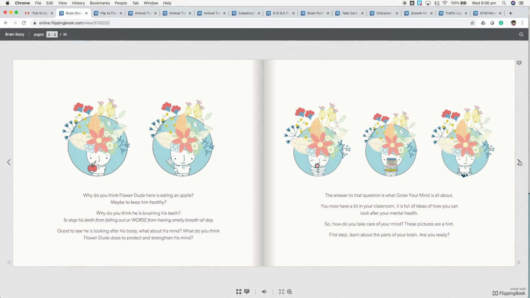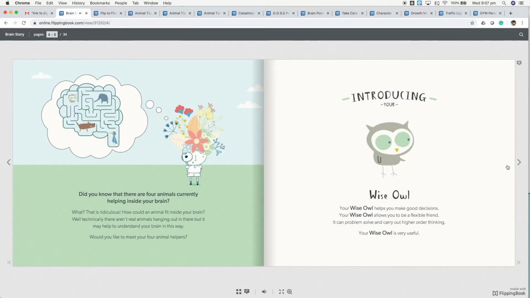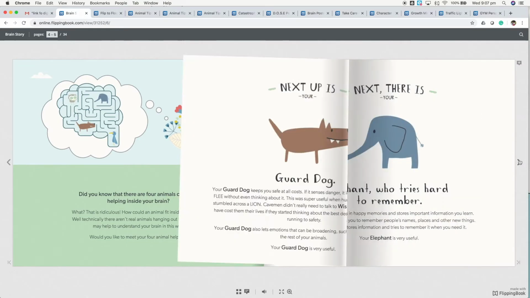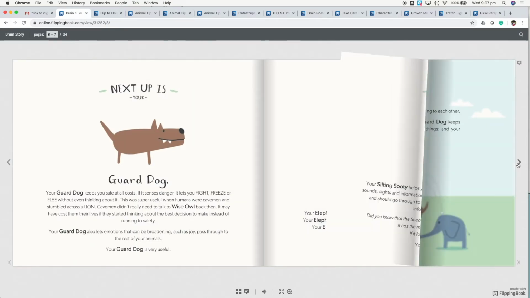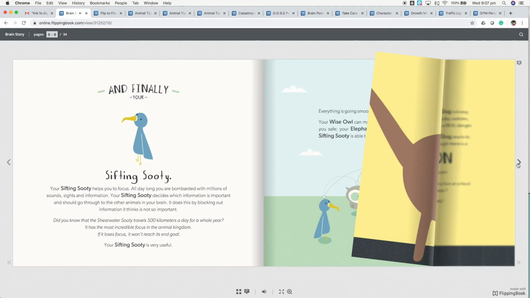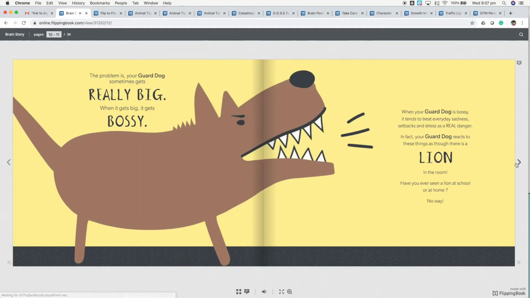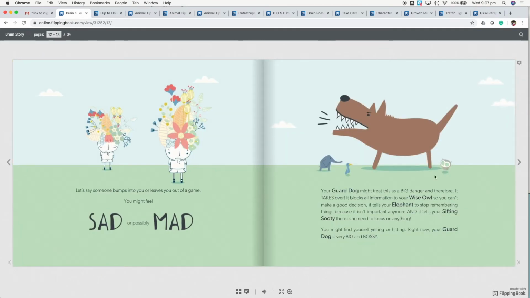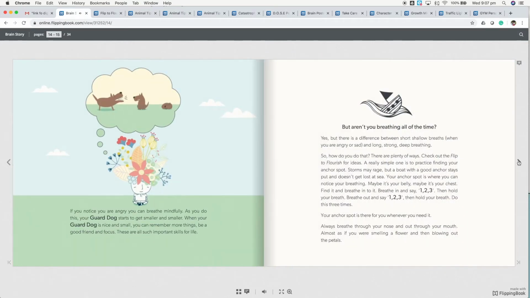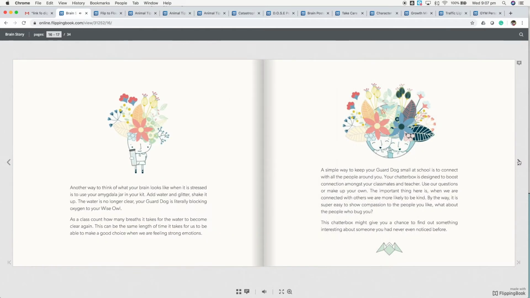The Flower Dude knows how to look after his physical health, but he also knows how to look after his mental health. And it revisits all the central characters in Grow Your Mind, as well as what happens when our guard dog gets big. And it also talks you through some of the resources. Really, it's our playful take on an instruction manual, but done in a story-like format. So that booklet's always there for you to use and for students to have a little read of as well.